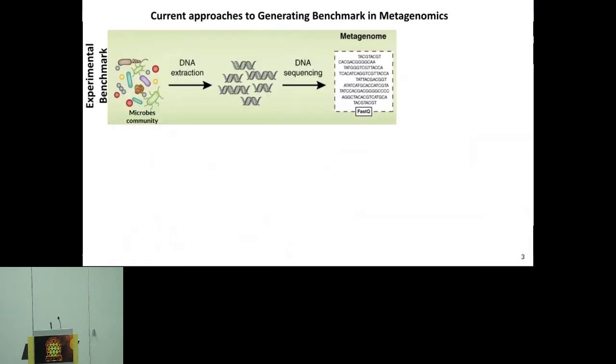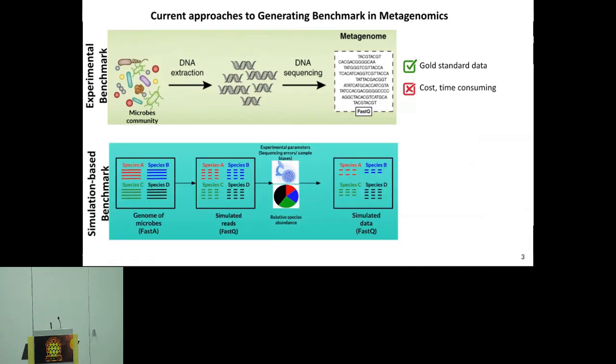Currently there are two types of approaches. The first one is the experimental benchmark, where data is generated in the wet lab, which is biologically more realistic, and you can also say it is the gold standard. But this is not scalable, and also time consuming.